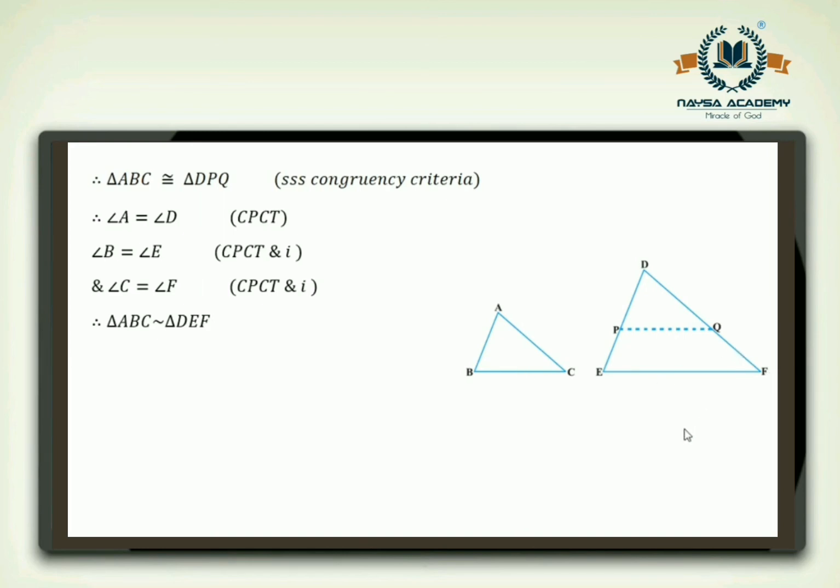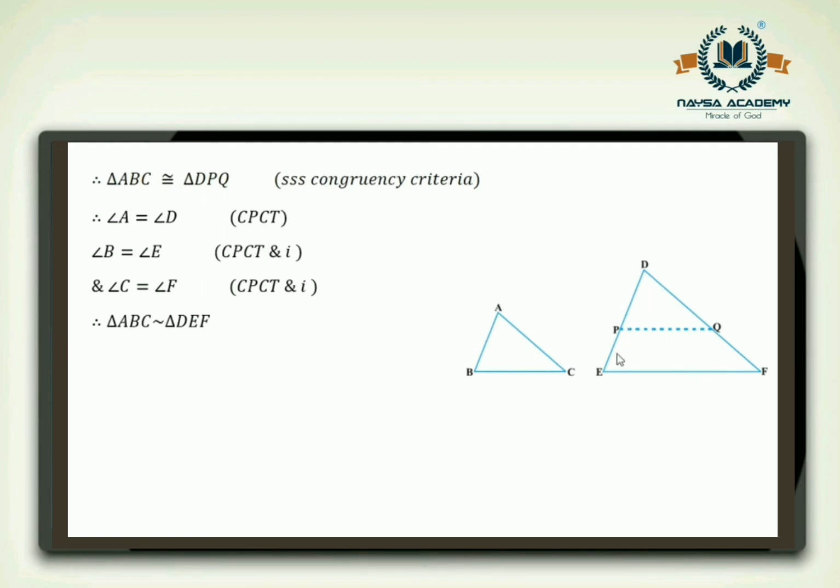For that, what we did initially, we proved that triangle DPQ is similar to triangle DEF, and hence we first proved that angle P and angle E are equal, and angle Q and angle F are equal. Next, we proved that triangle ABC and triangle DPQ are congruent triangles, and as they are congruent, angle A and angle D are equal, and angle B and angle P are equal.